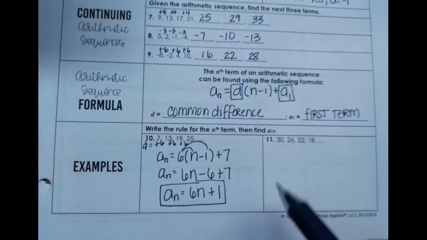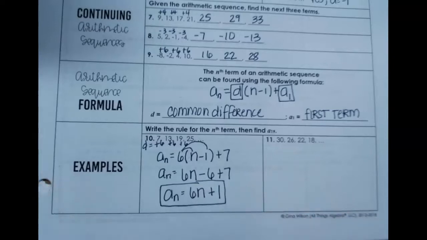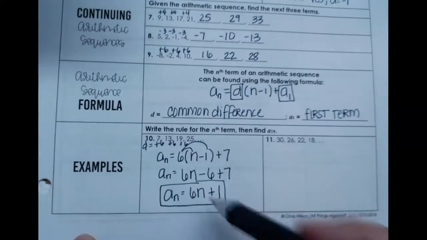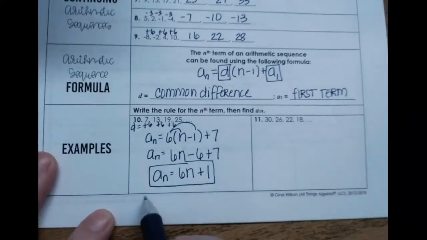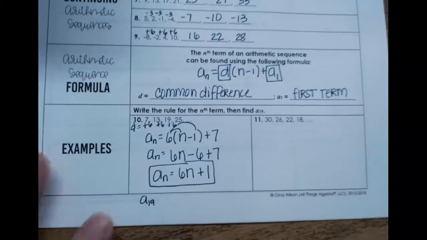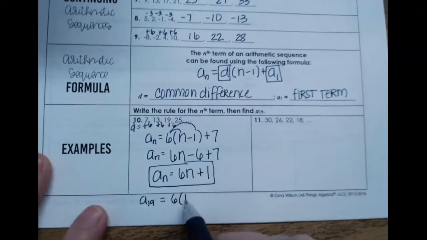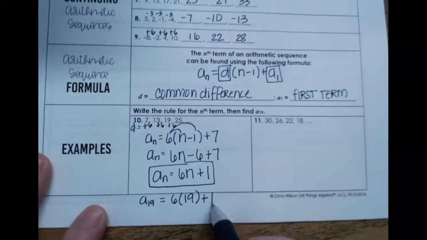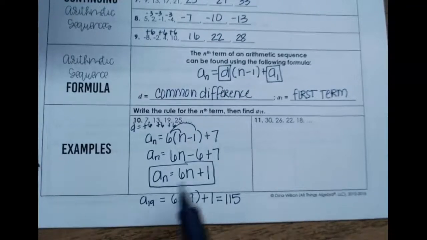I can find whatever term I want. If I want the 100th term, I'll plug in 100 right here. If I want the 5 billionth term, I'll plug in 5 billion right there, and it will tell me what it is. So we specifically asked for the 19th term. So the proper notation for that is, I'm asking specifically for the 19th term. So I say 6 times 19 plus 1. And when you put that into your calculator, I got 115. That means if I went out 19 terms, that term number will be 115.